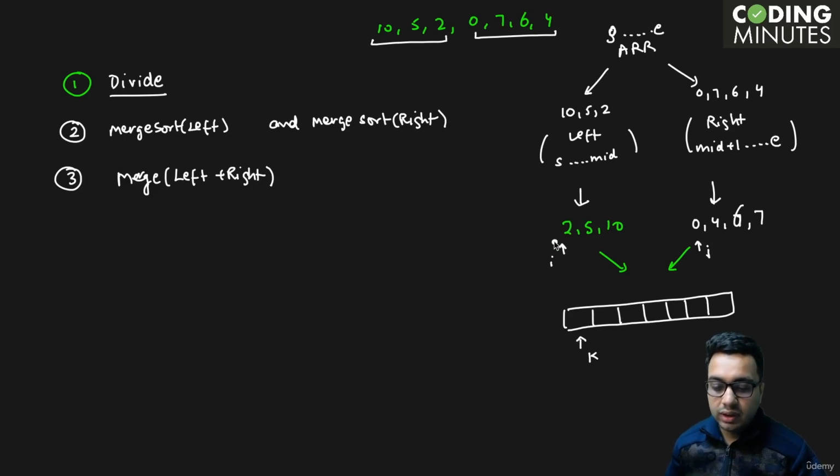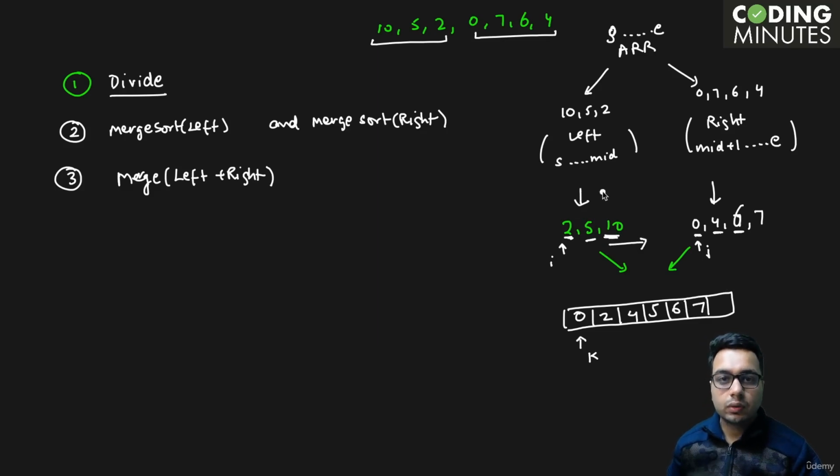We say between 2 and 0 which element is smaller. So we know that 0 is smaller, so we put 0 here. j moves forward. Between 2 and 4 which is smaller? 2 is smaller, we put a 2 here, and i moves forward. Between 4 and 5, 4 is smaller, j moves forward. Between 5 and 6 we have 5, and between 10 and 6 we obviously have 6. Between 10 and 7 we obviously have 7, then 10, and now this part of the array is left.